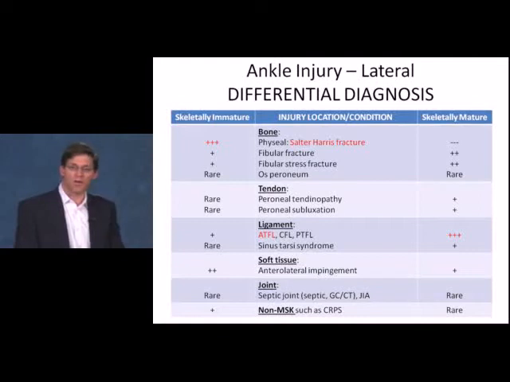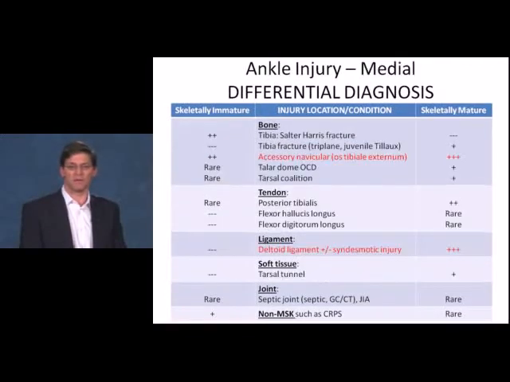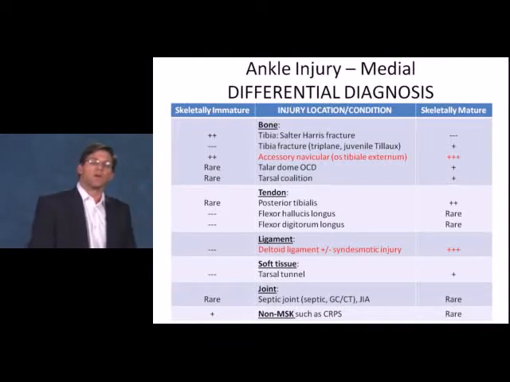For lateral ankle pain in the skeletally immature patient, you should consider injury to the anterior talofibular ligament and potentially other ligaments about the ankle. When talking about medial pain, the skeletally immature patient can have a multitude of things, but they are less likely. The most common things being distal tibial Salter-Harris fracture and accessory navicular.